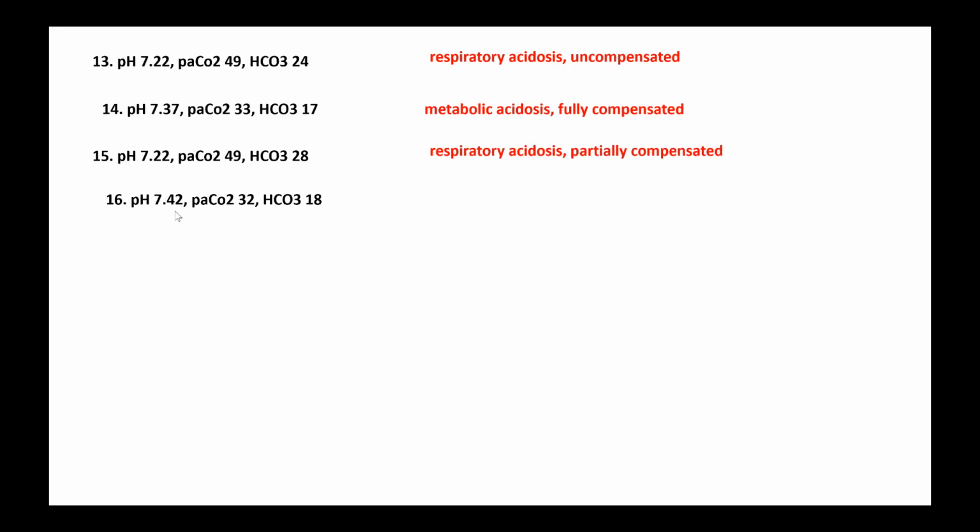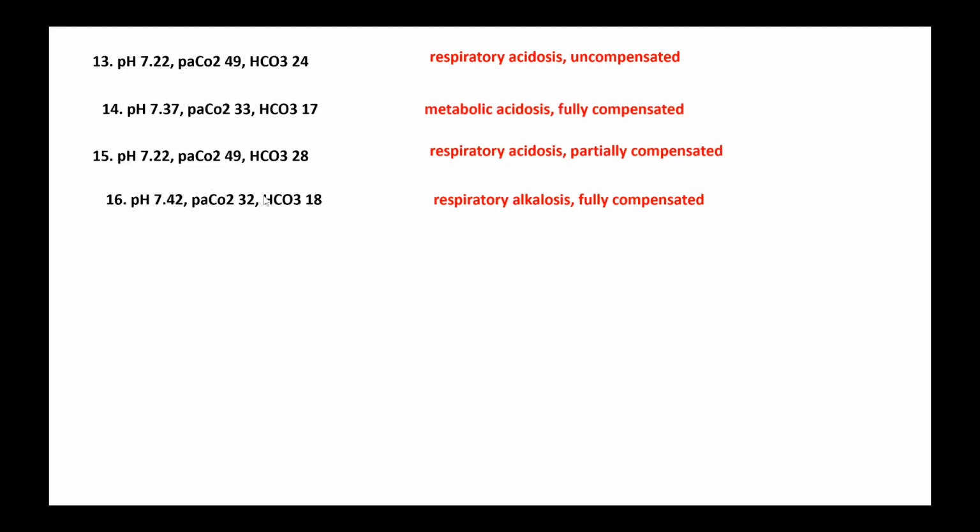So pH 7.42, PaCO2 32, bicarb 18. Metabolic acidosis partially compensated. I mean fully compensated. pH is within normal range. PaCO2 is washing out. So the primary problem is first PaCO2. Here there is a catch in this.